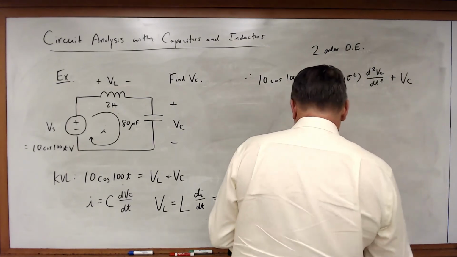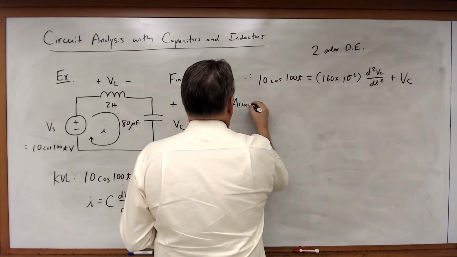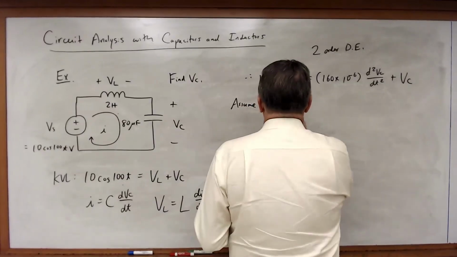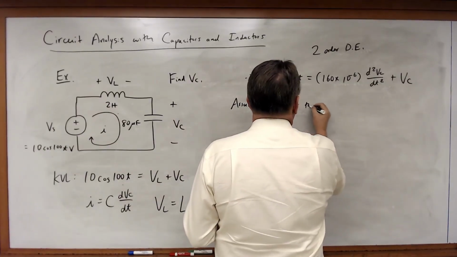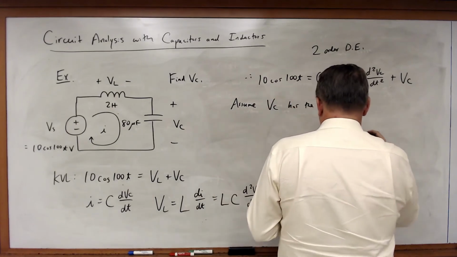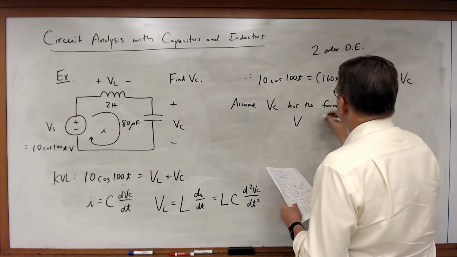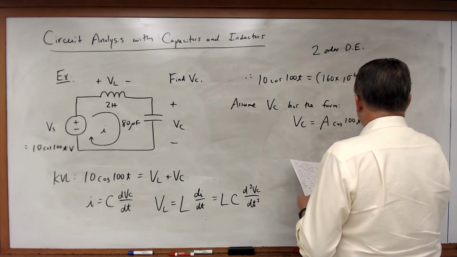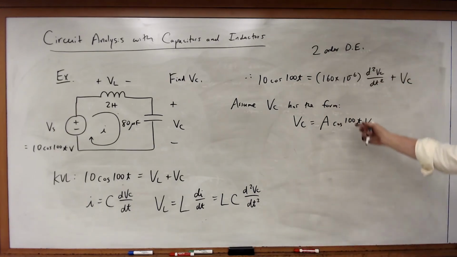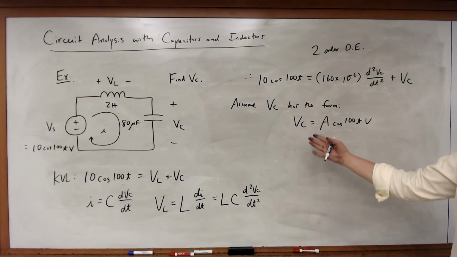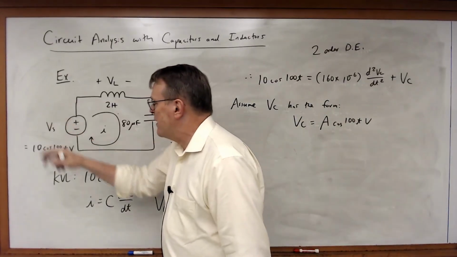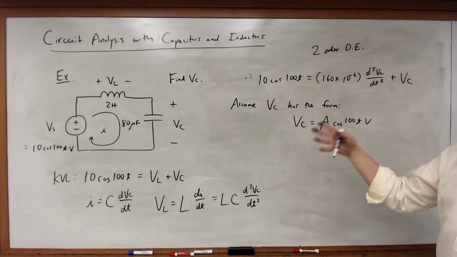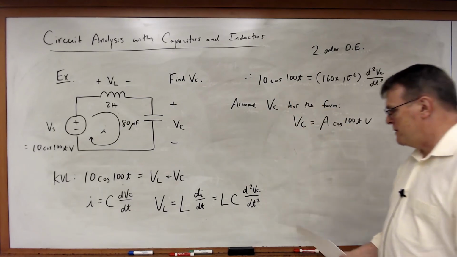Let's do that. Let's assume that in this case we're going to guess at a form of the solution and see if it works. Let's assume that Vc has the form Vc equal to A times cosine 100t volts. So I'm going to assume that it has that form and plug it in. So I'm assuming it is some constant multiple of that original voltage. So let's go ahead and do that.